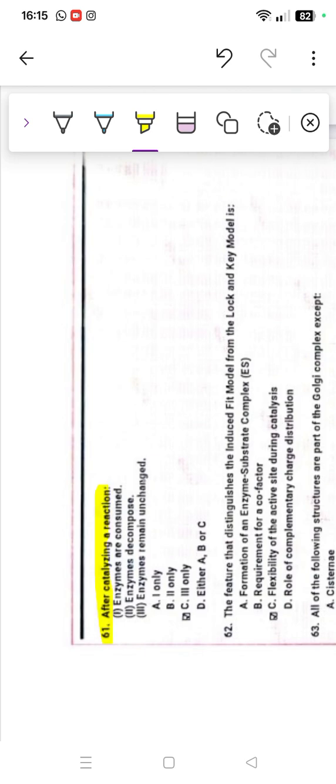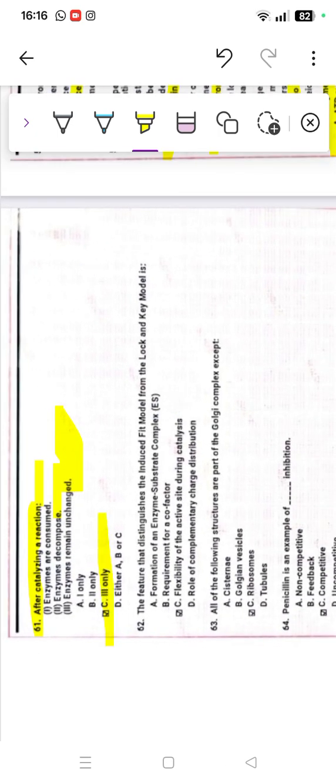After catalyzing a reaction, are enzymes consumed? No, enzymes are not decomposed, they remain unchanged. So this is the right option, because as long as we provide substrate and enzyme, it stays the same. The feature that distinguishes the induced fit model and the lock and key model is simply the flexibility of the active site during catalysis. The lock and key model was given by Emil Fischer, and the induced fit model was given by Koshland. These are opposite kinds of models.